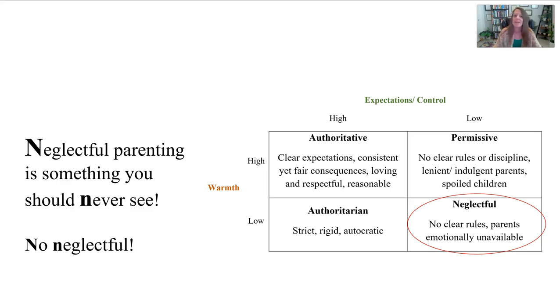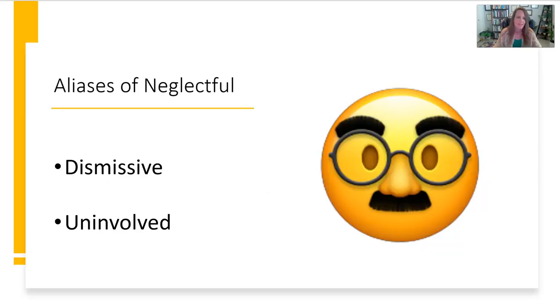And then finally, neglectful parenting is the worst because you're low on both sides. And it's something that you would never want to see. So you do not want to see neglectful parenting. Womp womp, this is the worst of both worlds. Now, depending on where you read about these, you may see some aliases for neglectful. You may also see it as dismissive or uninvolved. And I encourage you to make up your own memory devices, like dismissive is a disaster, and so forth, to be able to remember these concepts.